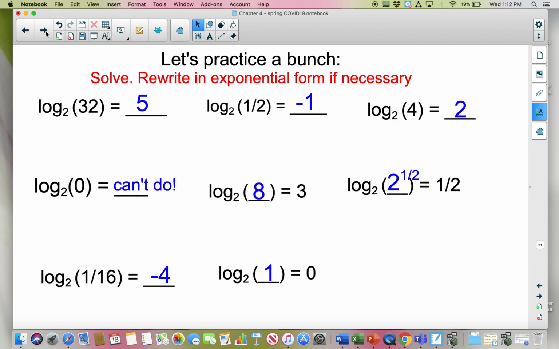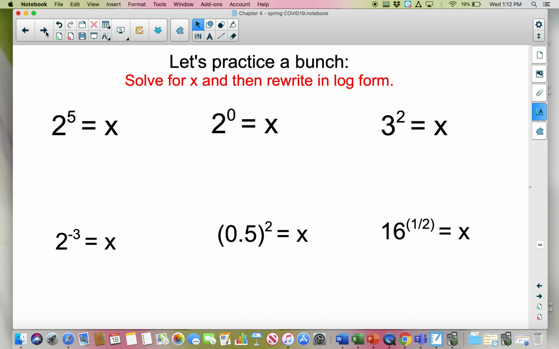All right, rocking and rolling on to the next ones. What if you have exponential situations? Now solve these for x. That should be kind of the easy part. And then see if you can write them in log form. So again, pause the video and take a second and see if you can do all of these.